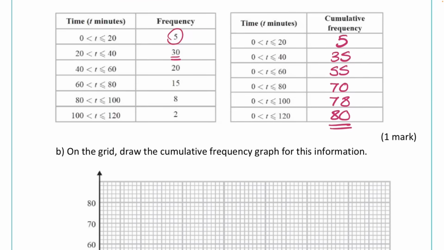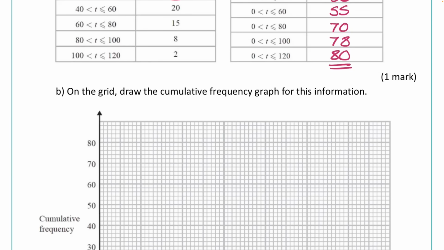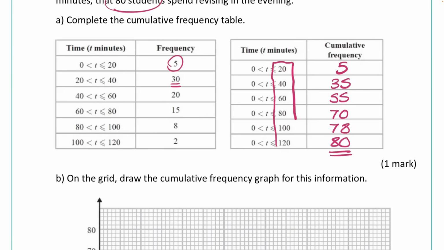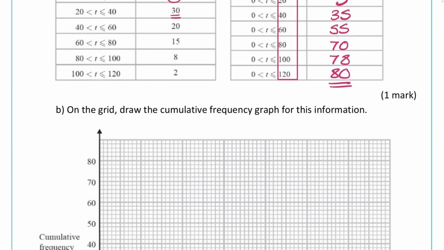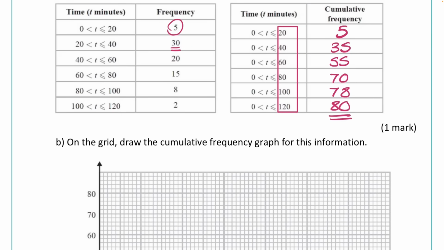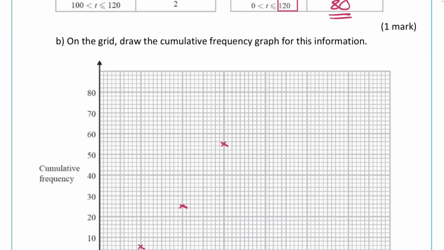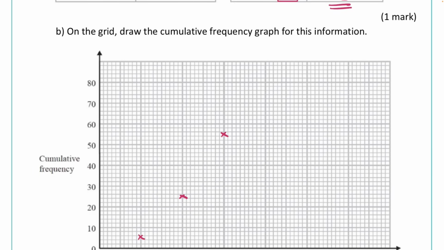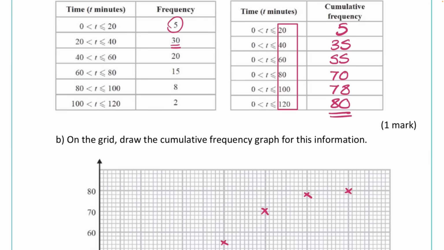So it says on the grid, draw the cumulative frequency graph for this information. So when we are drawing a cumulative frequency graph, we are going to plot on the end points, which are just here, against that cumulative frequency. So 20 goes to 5, which is just here, a little awkward there with the scale. The next one, 35 and 55. There's 35, there's 55. And then we have 70, 78 and 80. And there we go, that's on the endpoints.